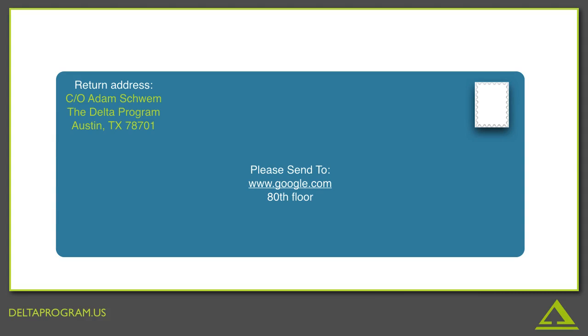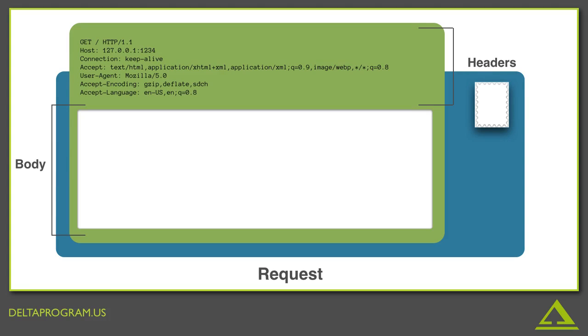Think of these little chunks of HTTP data as being like an actual piece of mail. You have a return address, which is your client, or mobile phone, or even your computer, and then you have a destination. So for instance, here we're sending a request to google.com, 80th floor. We'll get more into that metaphor in a second. But let's look at what it looks like to the computer. Inside each HTTP request, you have two main sections. You have the headers, and then you have the body.